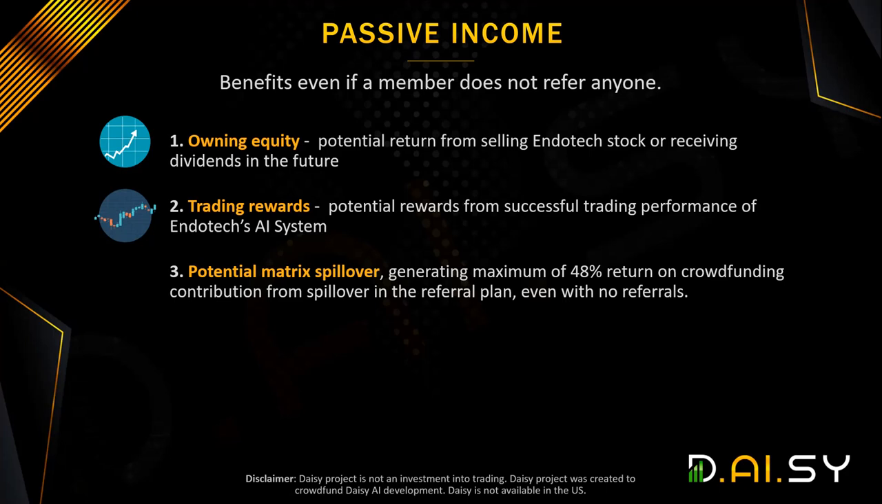The third way of earning passive income, if you don't want to refer anybody, is through a potential, read the word potential, matrix spillover. What is matrix spillover? This is a concept that is new to many people. I'll explain that later on, but it generates a maximum of 48% return on the crowdfunding contribution. This 48% is valid after the first 48 hours. Why do I say after the first 48 hours? Because there was a new change where the decision was made to open up the matrix from 1 to 10 to everybody, but we'll talk about that later on.